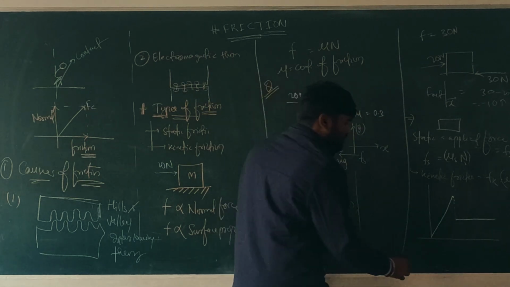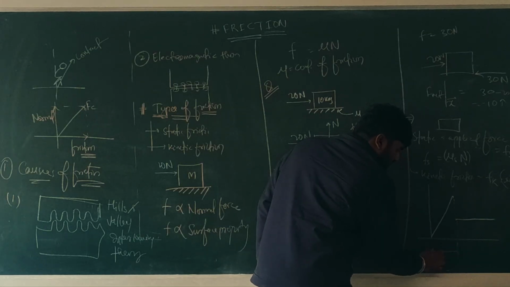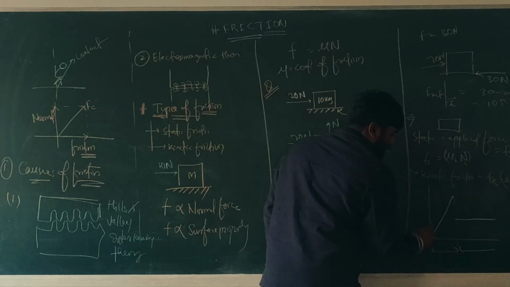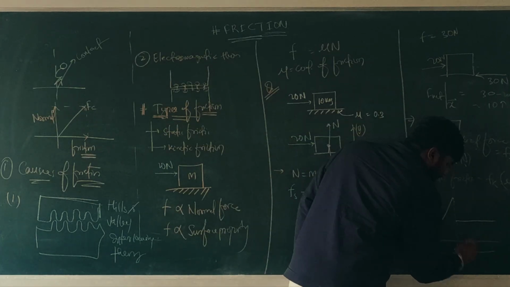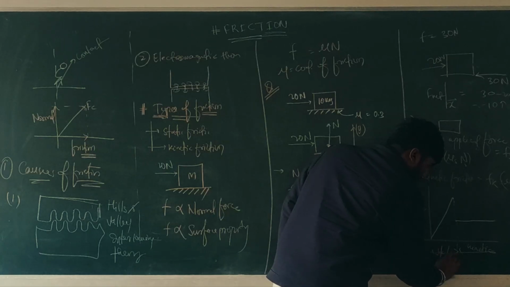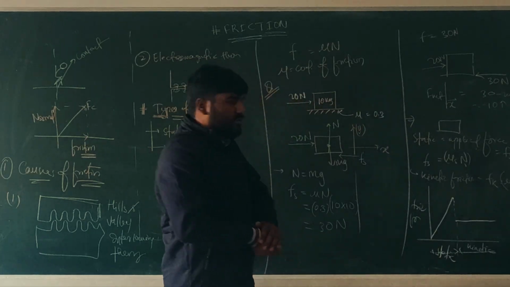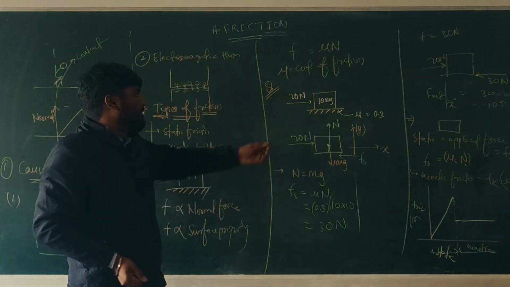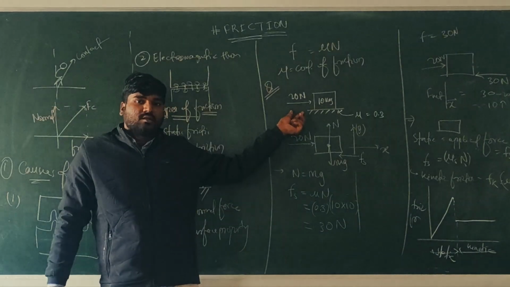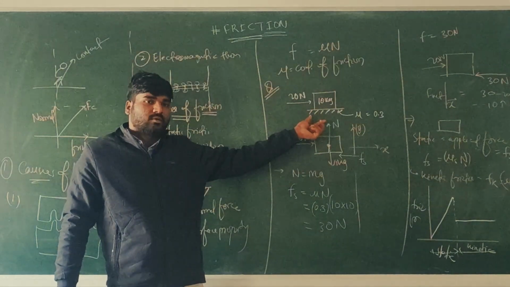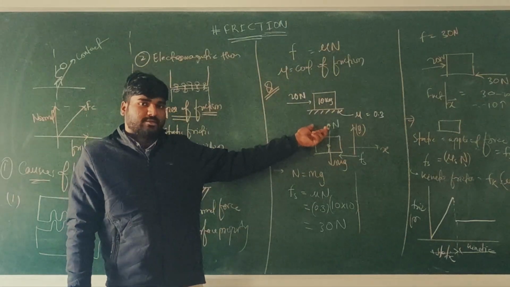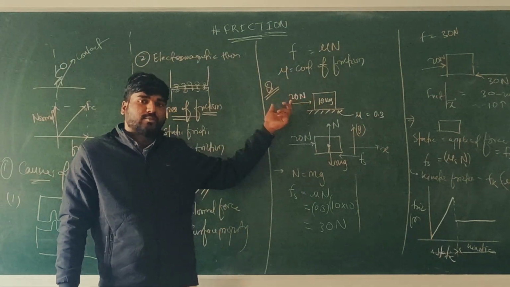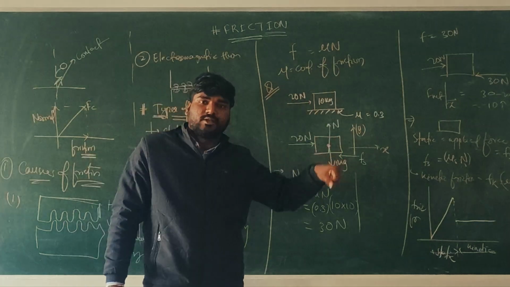Right? This region is called static friction and this is called your kinetic friction. This is your friction force. So first of all, let me make you understand this example. Suppose you are applying 1 Newton. What is the maximum static friction that the surface can offer? 30 Newton, right? So it is opposed, and the value of friction will be 1 Newton.